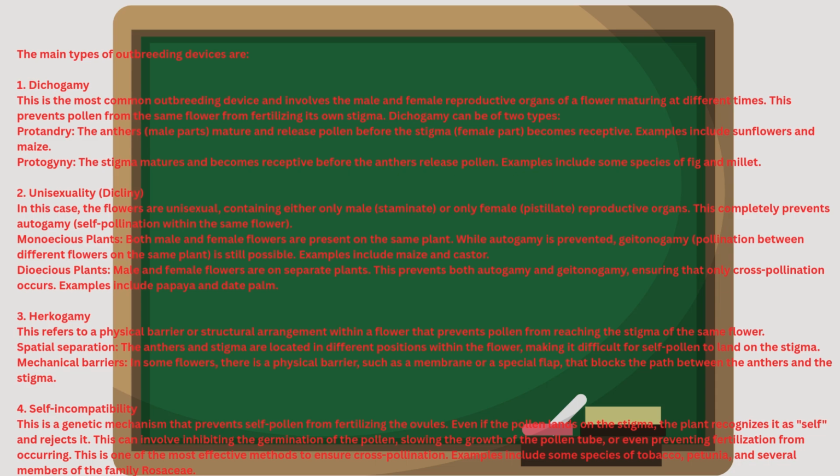The monoecious plants. We'll see here the example of monoecious plants. Both the male and female flowers are present on the same plant. While autogamy is prevented, geitonogamy, called pollination between different flowers on the same plant, is still possible. Now here we see the examples include maize and castor.